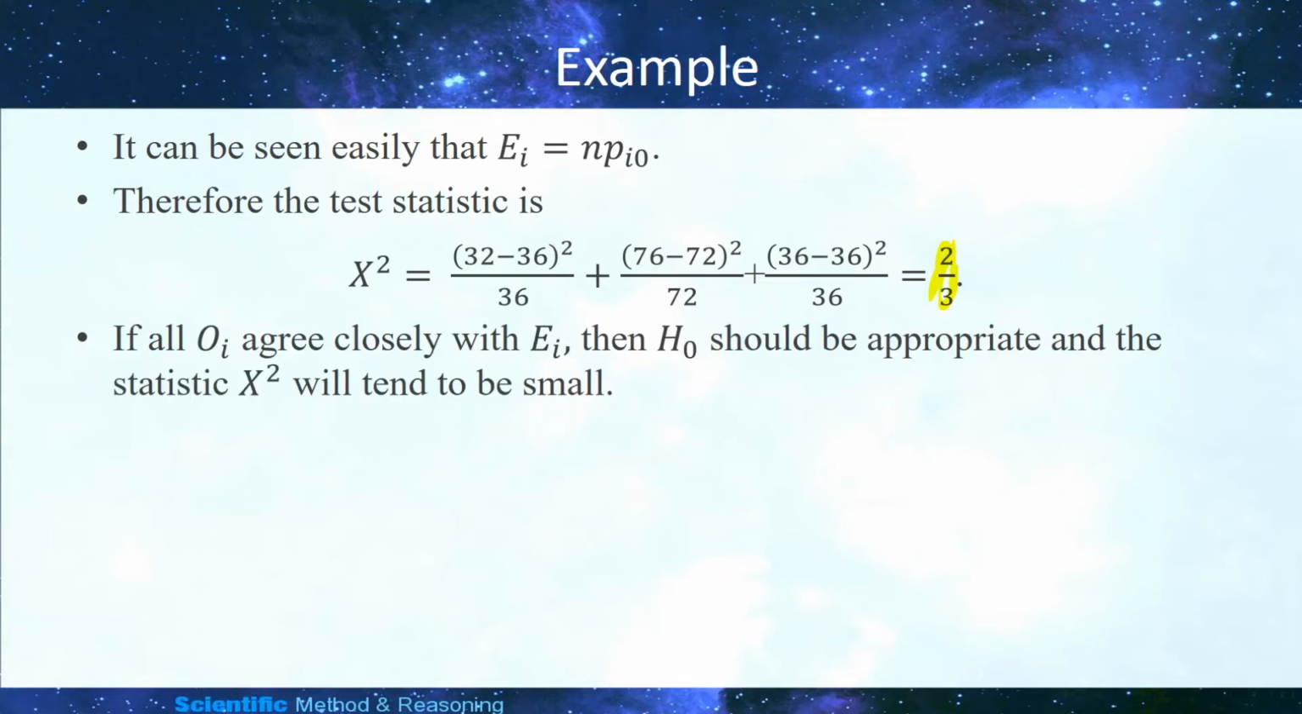If you look at the test statistic, if the Oi's agree closely with the Ei's for all the i's, then the null hypothesis should be appropriate, and the test statistic X squared will tend to be small. But if there is a huge discrepancy between the observed frequency and the expected frequency under the null hypothesis, then the square of the discrepancy will inflate the value of the test statistic, and hence a large value of the test statistic is in favor of the alternative.